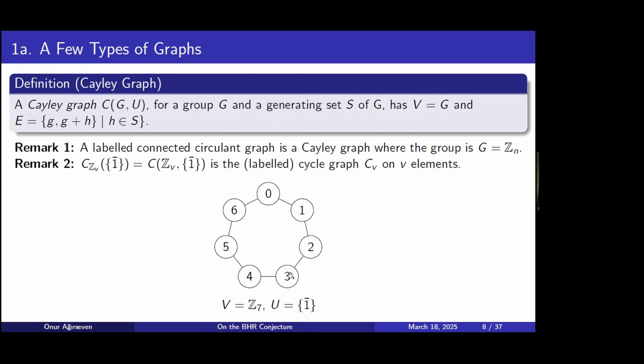And there's one other type of graph that I should be defining, and that type of graph is the cycle graph. And the cycle graph is when either in the Cayley graph or in the labeled connected circulant graph, our generating set or the connecting set has only one element, and that's the element 1. So you end up getting this perfect cycle. So all these different views are going to be important in the context of defining the Buratti-Horak-Rosa conjecture.